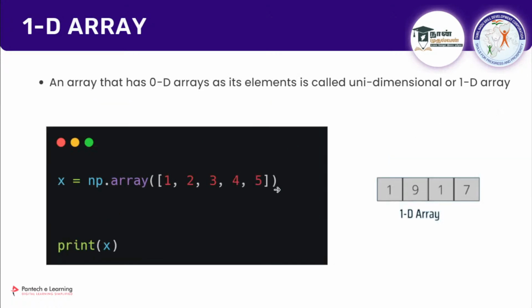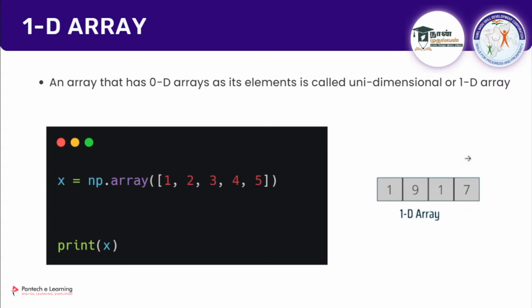If it is a 1 dimension array, a 1 dimension array is a combination of 0 dimension arrays, which means this is a 0D, which is only one element. If one elements are combined, then multiple things will be formed. It is called unidimension or one dimension. We have created this just now.